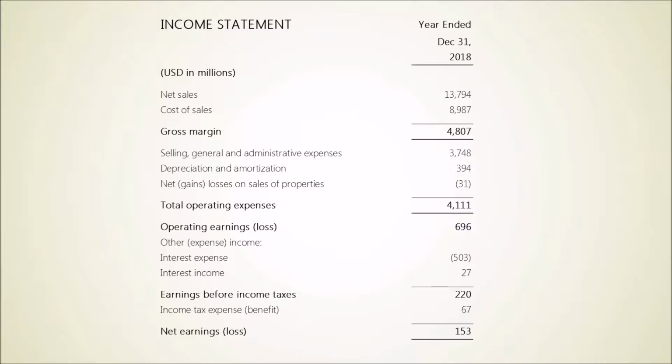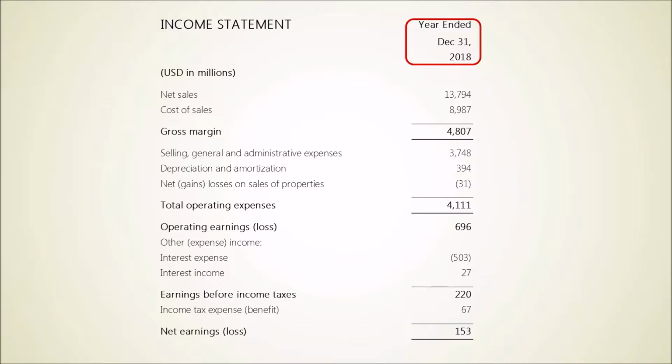What period does this income statement cover? You can see at the top that this is an income statement for the year ended December 31st, 2018, which means this is an income statement for 12 months. You can have an income statement for a year, just like this income statement, or you can have income statements for 3 months, 6 months, or even 1 month.